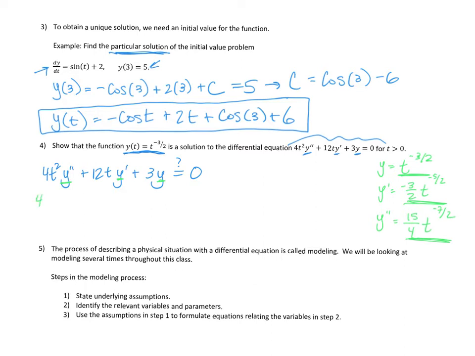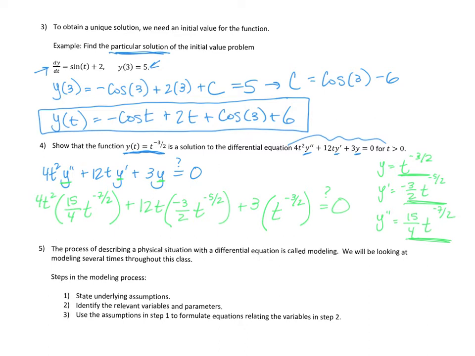Okay, so I have 4t squared times y double prime, which is 15/4 t to the negative 7/2, plus 12t times y prime, which is negative 3/2 t to the negative 5/2, plus 3 times y, and y is t to the negative 3/2. Does that equal 0 when you simplify the left-hand side? So now I'm just going to do a little arithmetic. I've run out of room. This always happens.